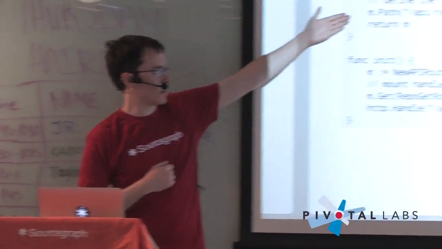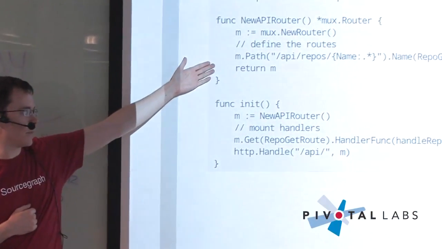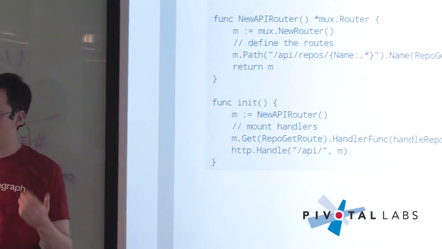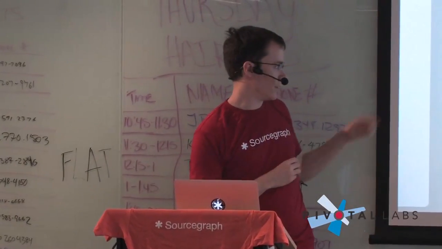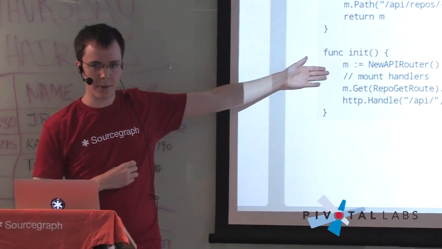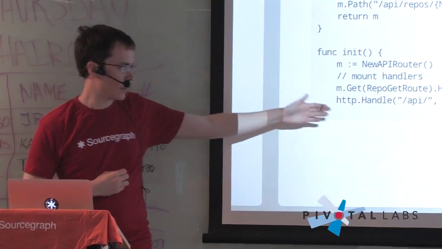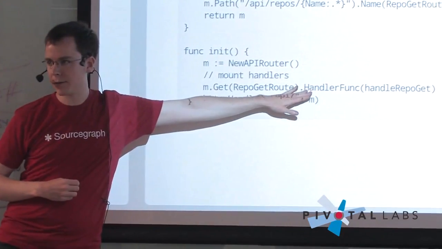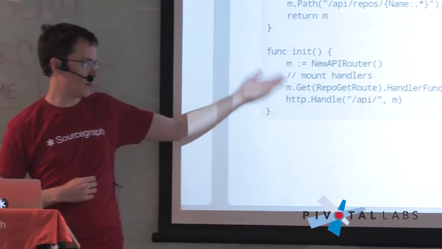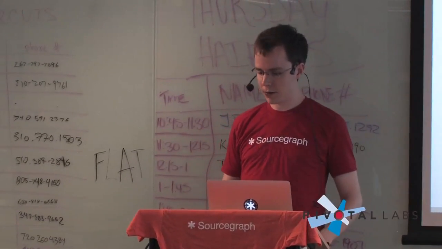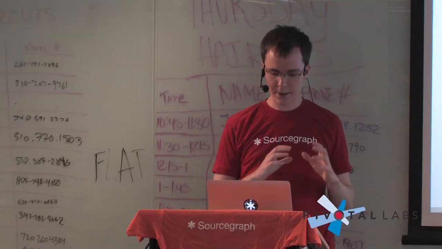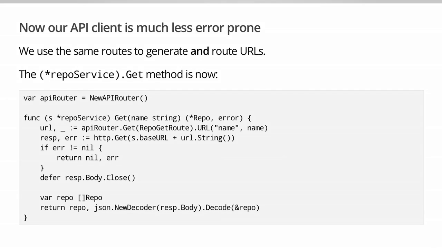And you define your routes. I've only put one here for simplicity. And you name them so that they can be referred to later. And then in your server, what you can do is get a copy of the API router, attach the handlers. In this case, with this library, you call handler func. And then you just, using the standard Go HTTP handle, you just set that up. So the nice thing about that is you have this new API router function that returns the same router that the backend and the client will use.